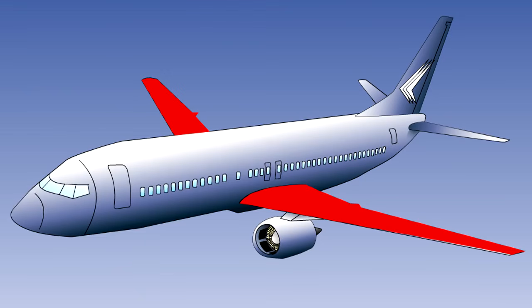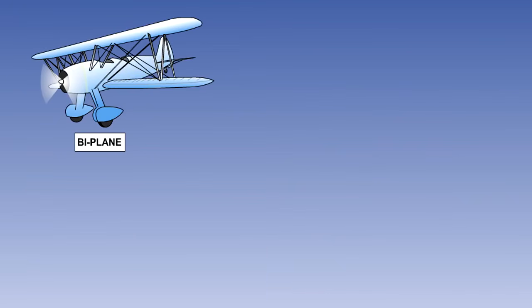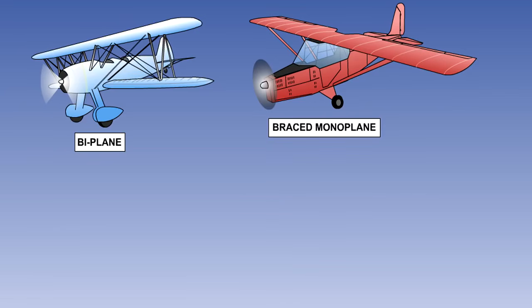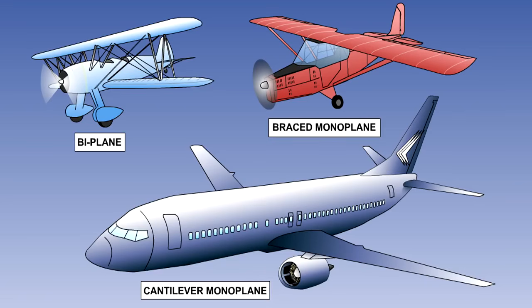The wings support the weight of the aircraft in the air, and so must have sufficient strength and stiffness to be able to do this. Their strength and stiffness is determined by the thickness of the wing, with the thickness and type of construction used being dependent on the speed and weight requirements of the aircraft. The types of construction are biplane, braced monoplane, and cantilever monoplane.